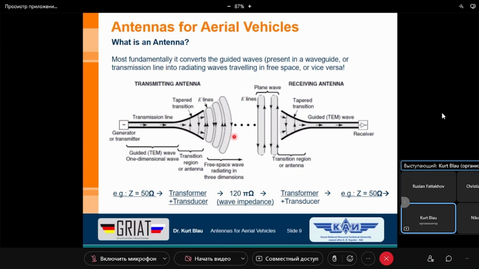Okay, and if we assume we have 1 volt peak here, and we have, for instance, a transmission line impedance of 50 ohm, and the transformer or this tapered transition works correctly, then we have transformed this very high value, this 120 pi ohm.